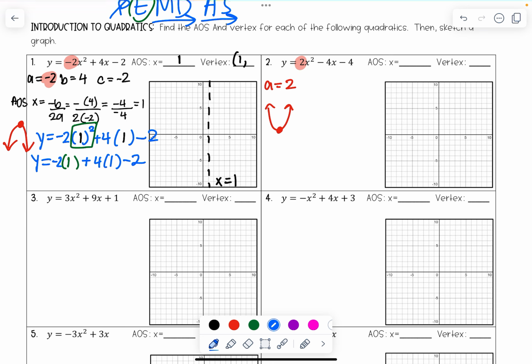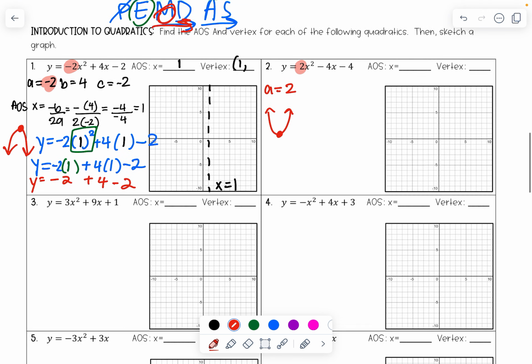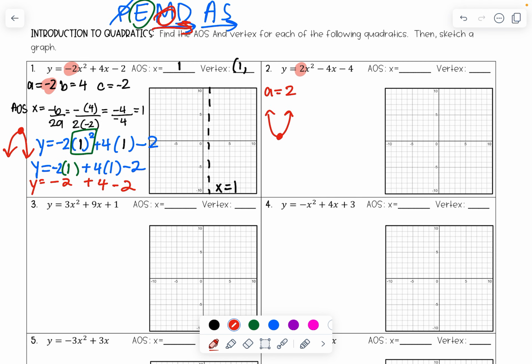And now that I've done that, I'm ready to do the multiplying from left to right. So negative 2 times 1 is negative 2. 4 times 1 is 4. And now I'm just left to simplify negative 2 plus 4 minus 2. Negative 2 plus 4 is positive 2. Take away 2, I get y equals 0. So my vertex is going to be at x is 1, y is 0. And as far as the sketch goes, we're just going to leave it like this for now. It's going to open down.